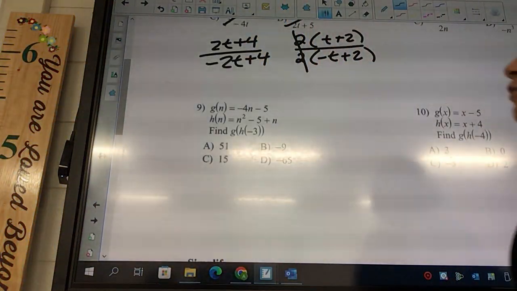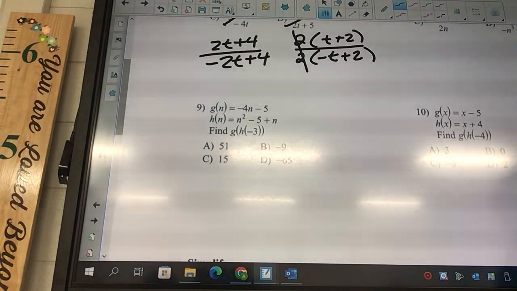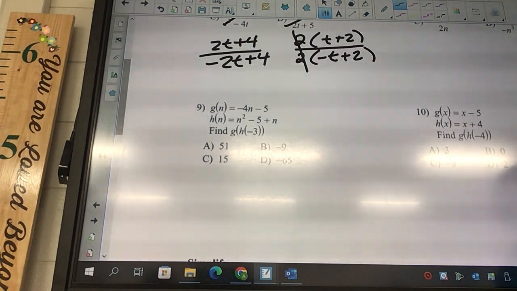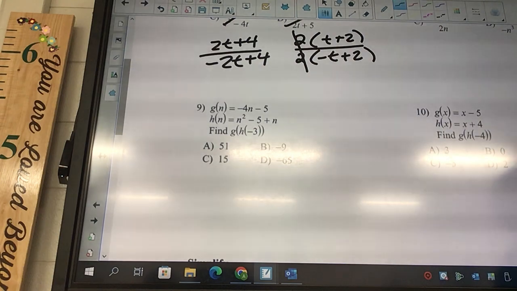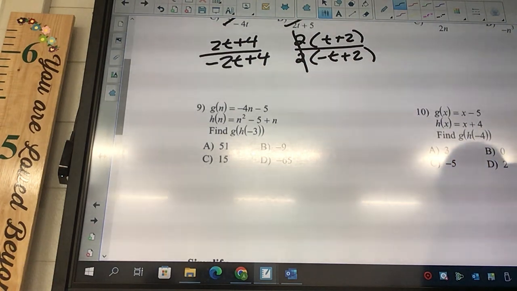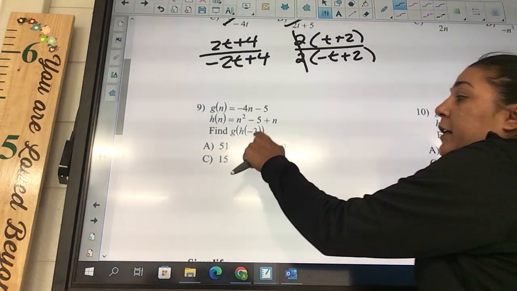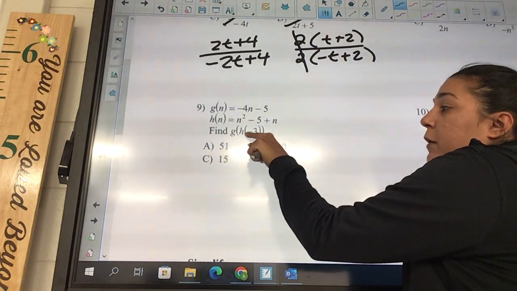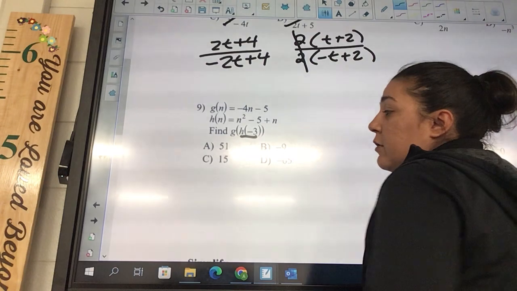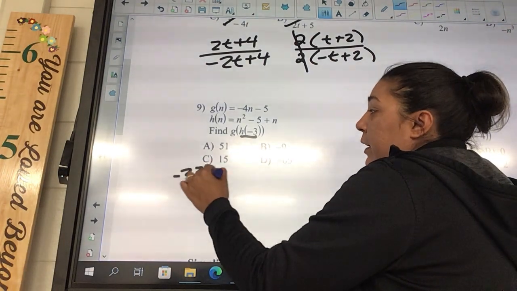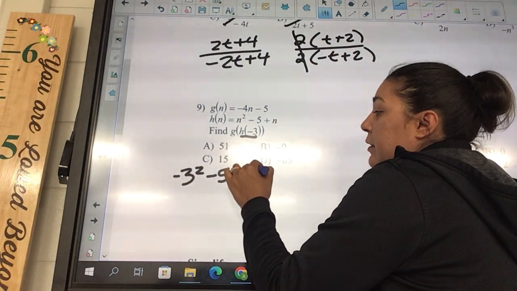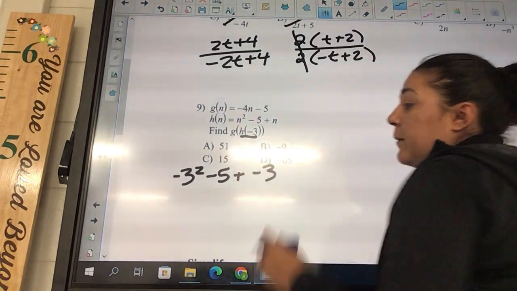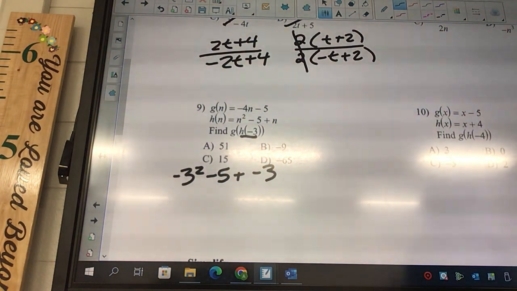Okay, this one is almost going to be all the work is required. So which function are we plugging in first? Negative 4 minus 5. So we start here, closest to the 3, and we work our way here. So that says do h first. So it's going to look like negative 3 squared minus 5 plus negative 3. Type that in your calculator and see what you get.